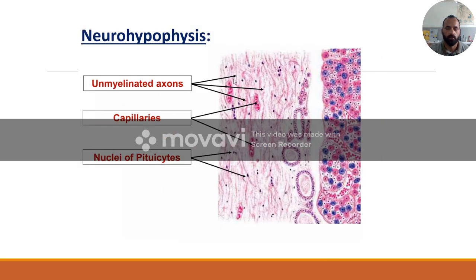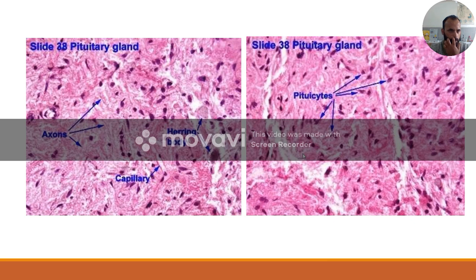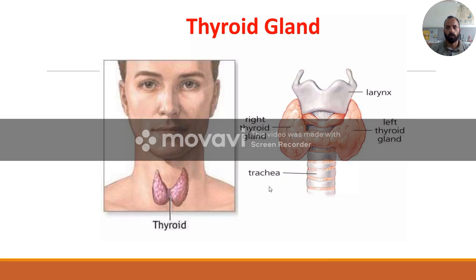Here is what you see of the unmyelinated axons under the microscope with H&E. Then the capillaries will be there. Then you can find the pituicyte nuclei. This is the posterior pituitary. This part is the anterior pituitary, and this follicular vesicular part is the intermediate part of the pituitary gland. This is the H&E stained slide. You can see the Herring bodies, the axons under the microscope, then capillaries, then pituicytes.